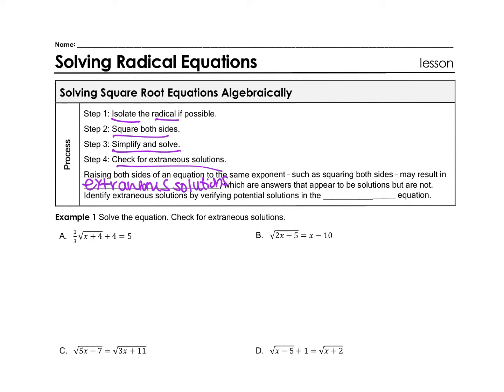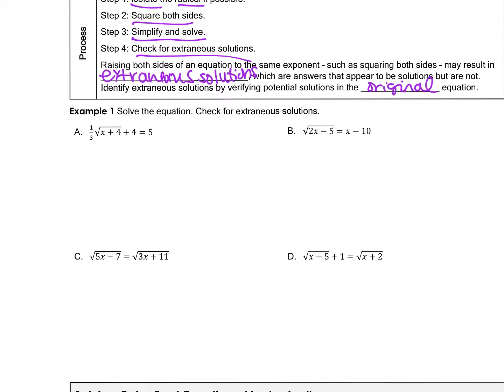So raising both sides of an equation to the same exponent, such as squaring, may result in extraneous solutions, which are answers that appear to be solutions but are not. Identify extraneous solutions by verifying potential solutions in the original equation. So you're going to plug into the original equation to make sure that it's true. Okay, so we're going to solve and then check.